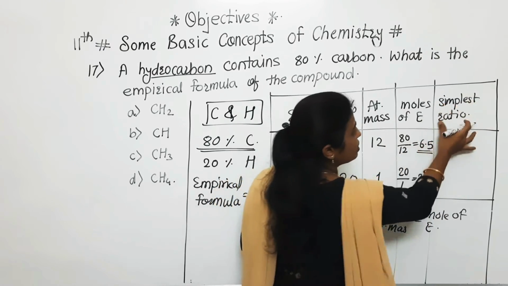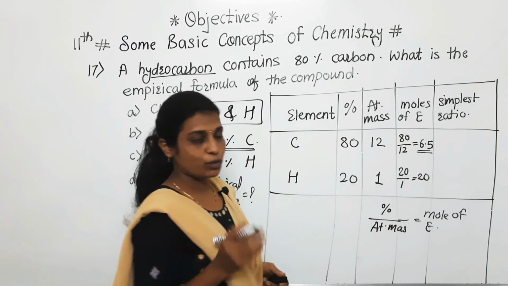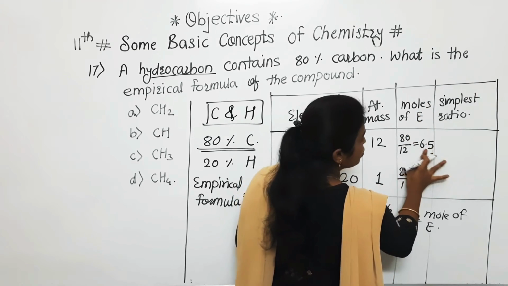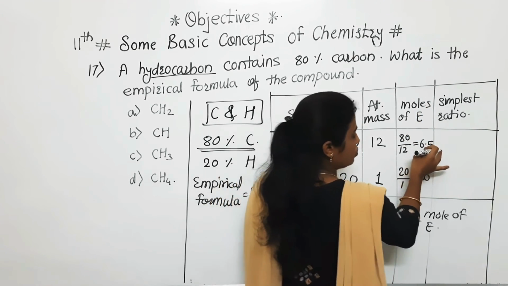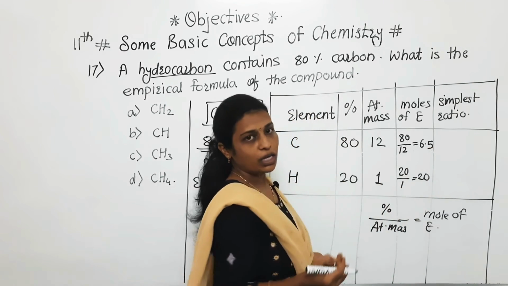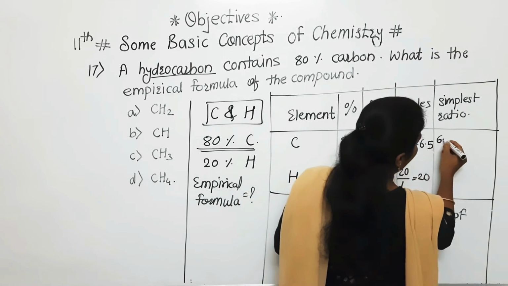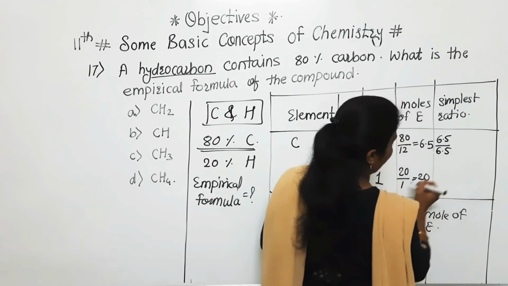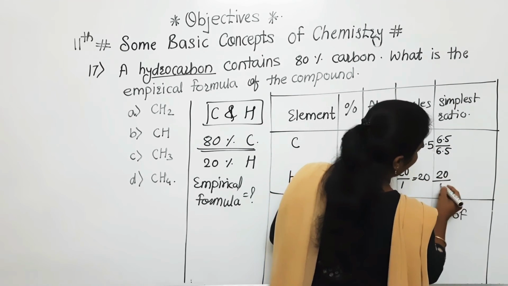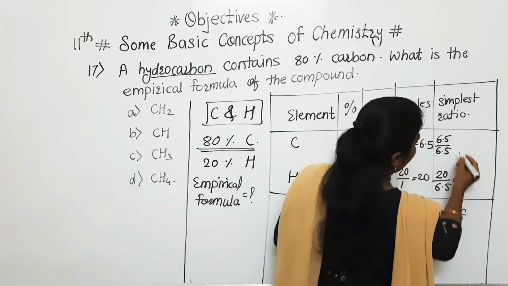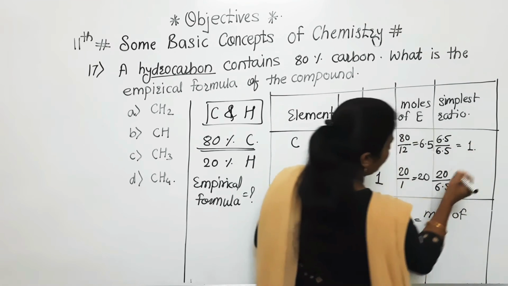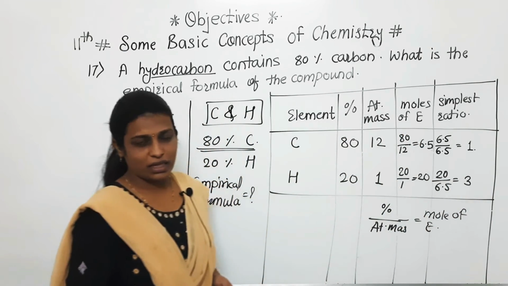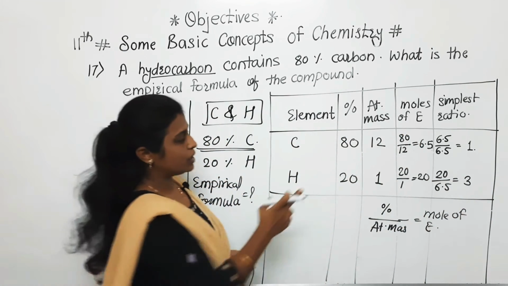After that, simplest ratio. How to find out that simplest ratio? We have to observe the moles of element. Which one is the smallest one? By using this value, we can divide everyone. So here 6.5 is smaller. So that first value also we are dividing by 6.5, and that 20 also we are dividing by 6.5. So here we are getting 1, and if we consider this calculation, it will come near about 3. Means more than 3 will come, but it is 3.